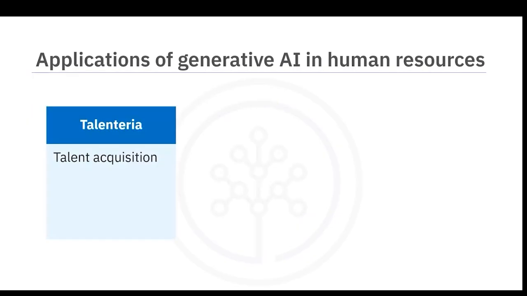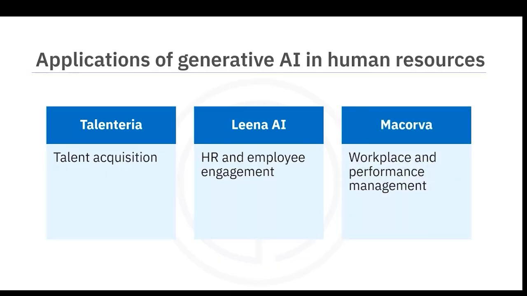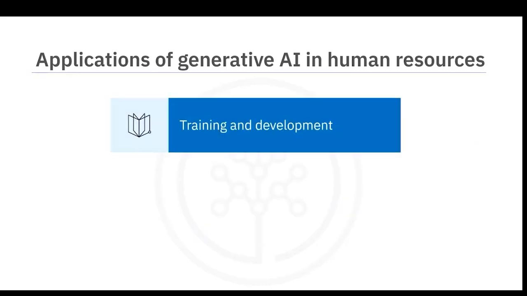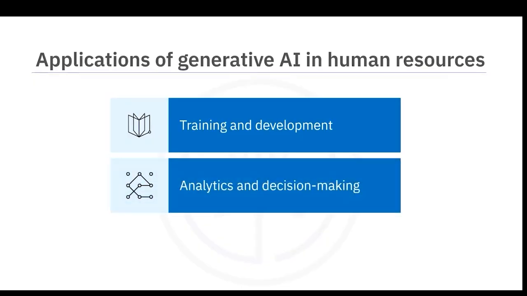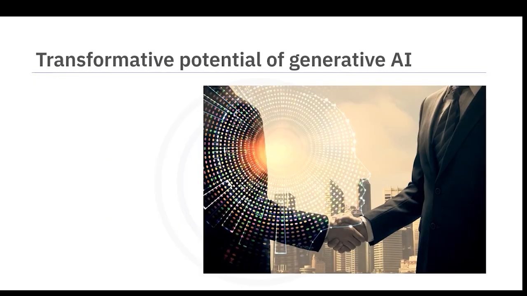Talenteria focuses on talent acquisition. Lena AI uses conversational AI systems to automate HR tasks and employee engagement. Macorva focuses on workplace and performance management by automatically generating performance documents and reviews. Other applications of generative AI in HR include training and development, analytics and decision-making, and compliance and policy implementation.